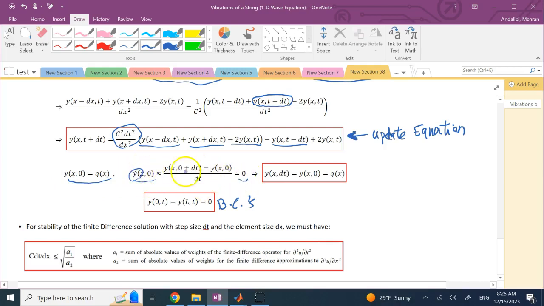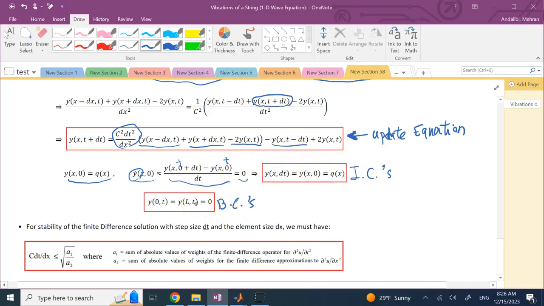And for y dot, I use the forward finite difference operator at time t of 0. And if that's the case, when this is 0, it means numerator is 0, which means y at x and dt equals y at x and 0, and y at x and 0 is equal to q of x. So y at x and 0 equals y at x and the next time point dt, and they are all equal to what? Q of x. So these are your what? Initial conditions. So I'm going to simulate these two in MATLAB.